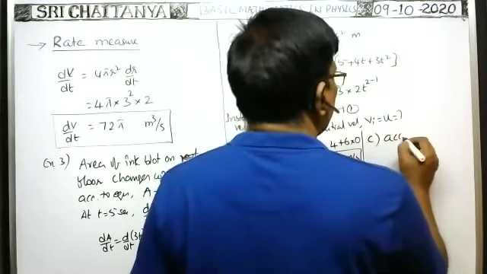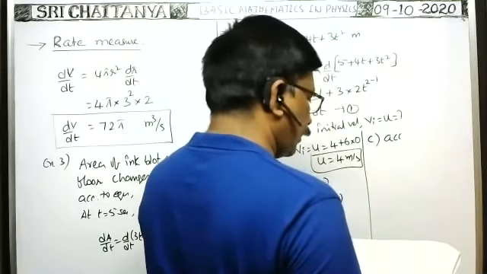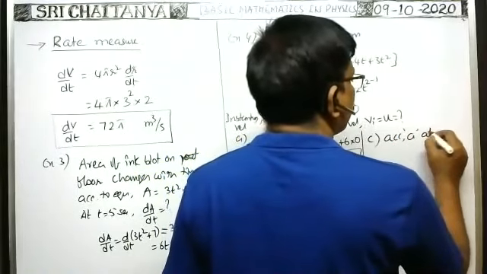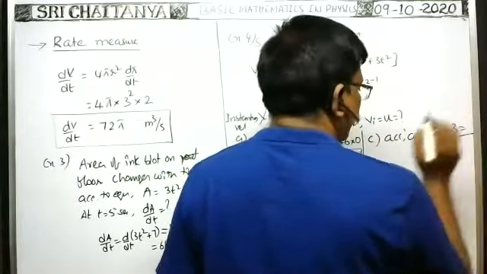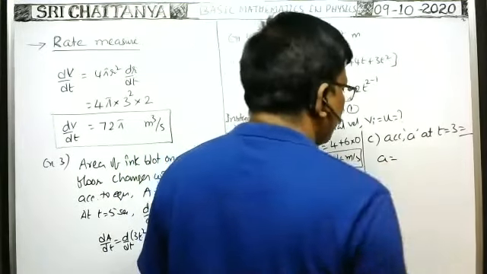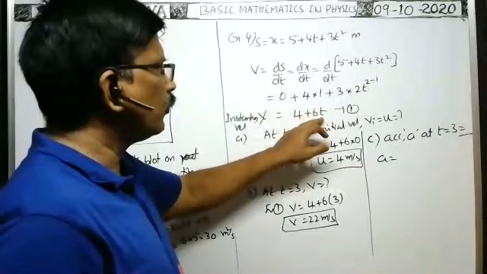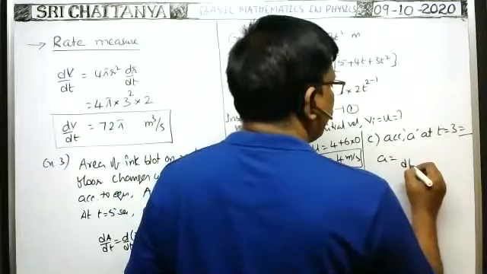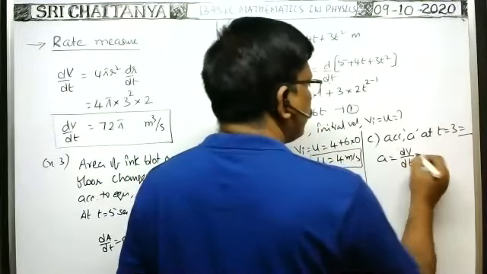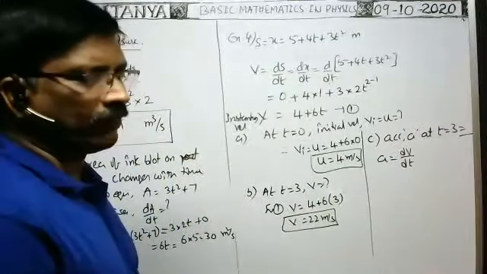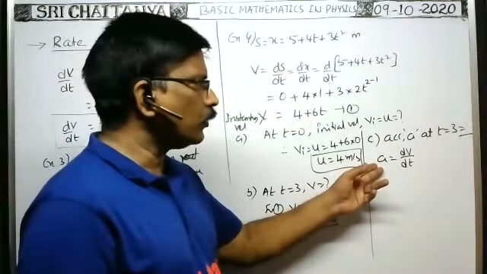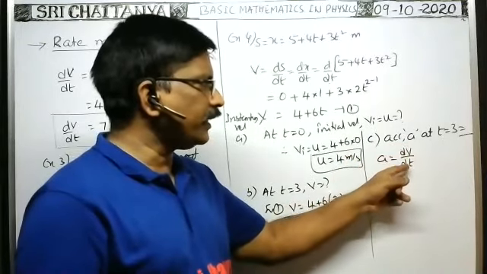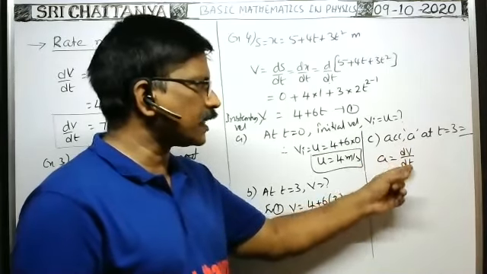Next, what about the acceleration? They asked for the acceleration of the body at t = 3 seconds. We don't have acceleration directly, but velocity varies with time here. In a time dt the change in velocity is dv, then dv by dt is the rate of change of velocity, and that gives acceleration. Change in velocity by time is acceleration, so a = dv by dt, the differentiation of velocity with respect to time.